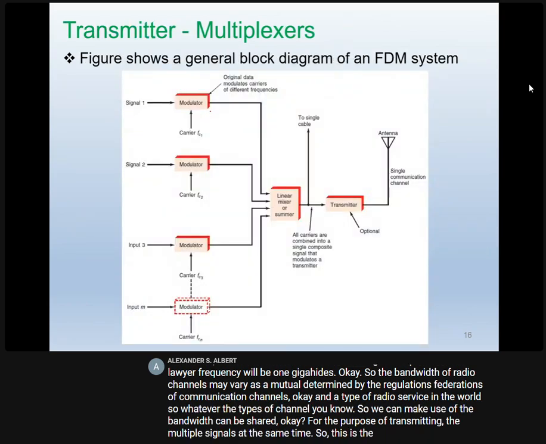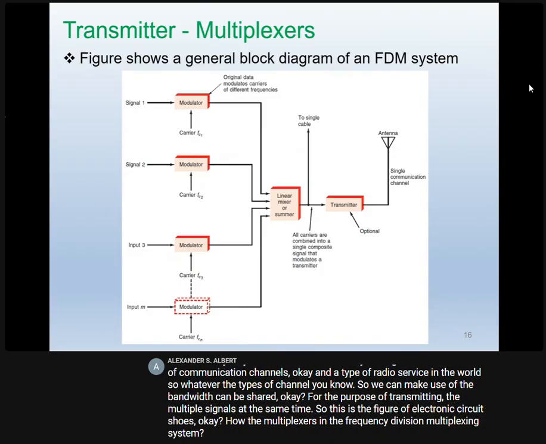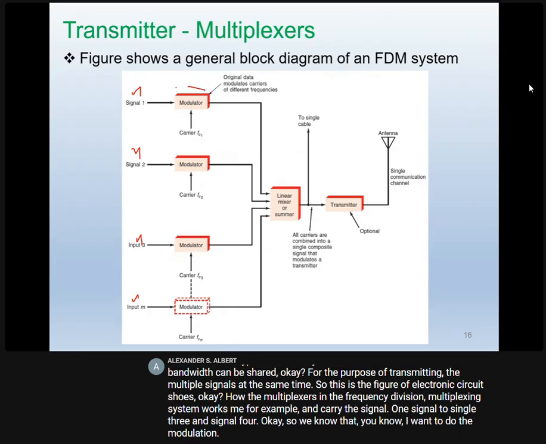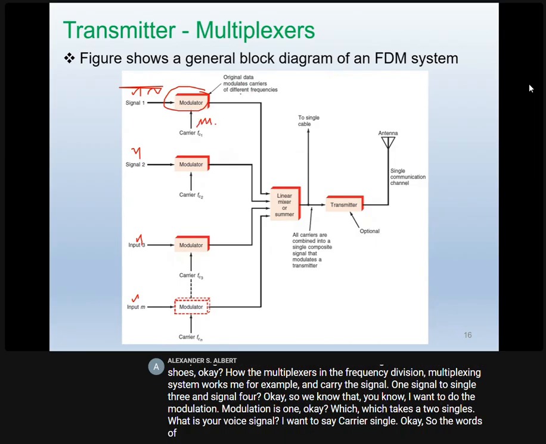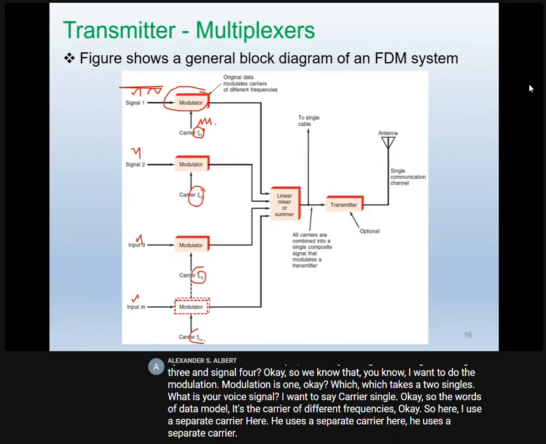This figure of an electronic circuit shows how the multiplexers in the frequency division multiplexing system work. For example, I carry signal 1, signal 2, signal 3, and signal 4. I want to do the modulation. Modulation takes two signals: one is your voice signal and one is your carrier signal. The original data modulates carriers of different frequencies. Here I use a separate carrier, here a separate carrier, here a separate carrier, and here a separate carrier.